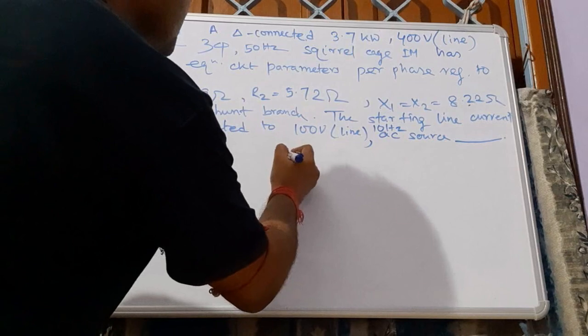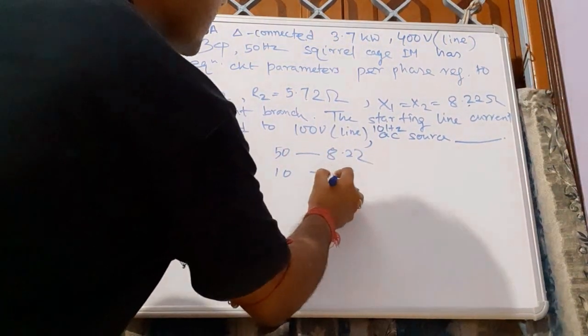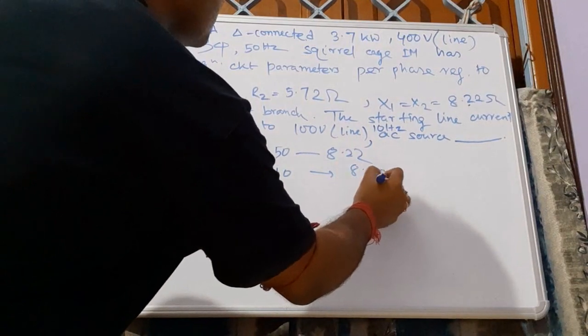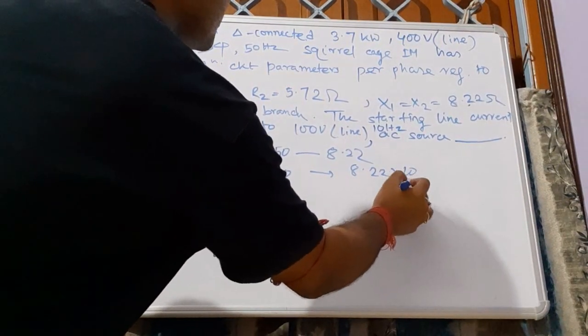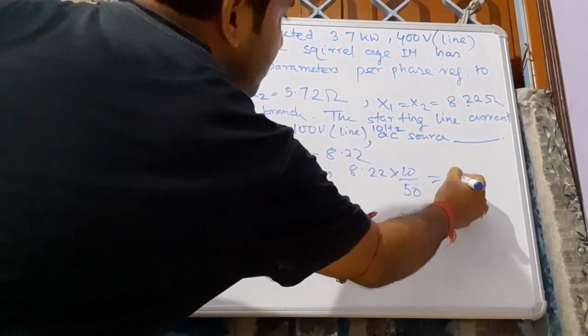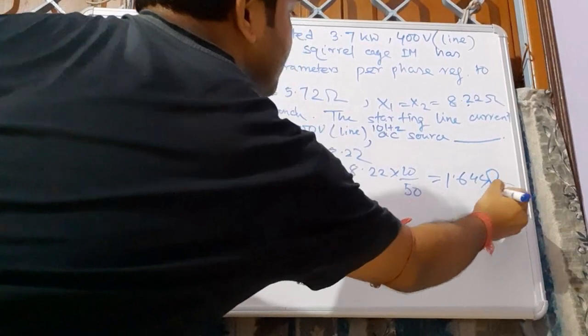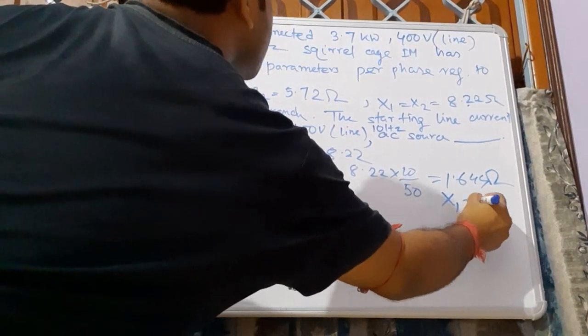Now for 50 hertz this is 8.22. So for 10 hertz, 8.22 into 10 divided by 50, right? So this will be equal to 1.644 ohm, and this is X1 equals X2.